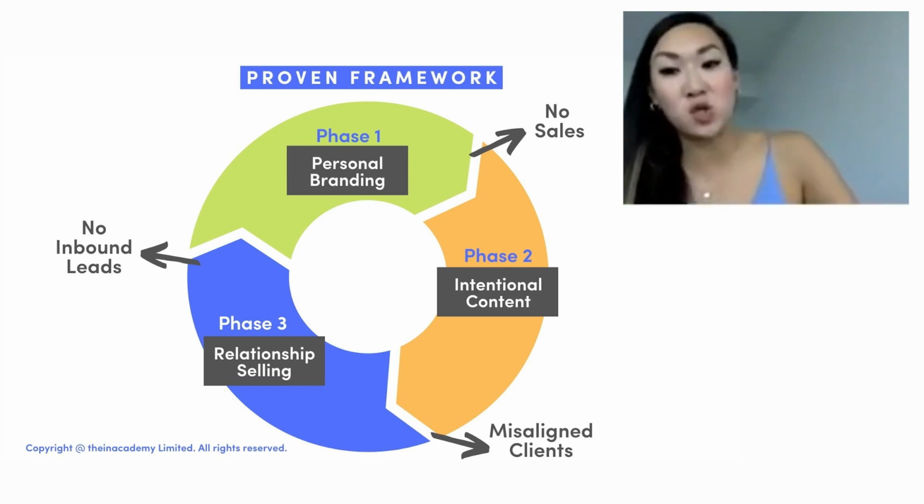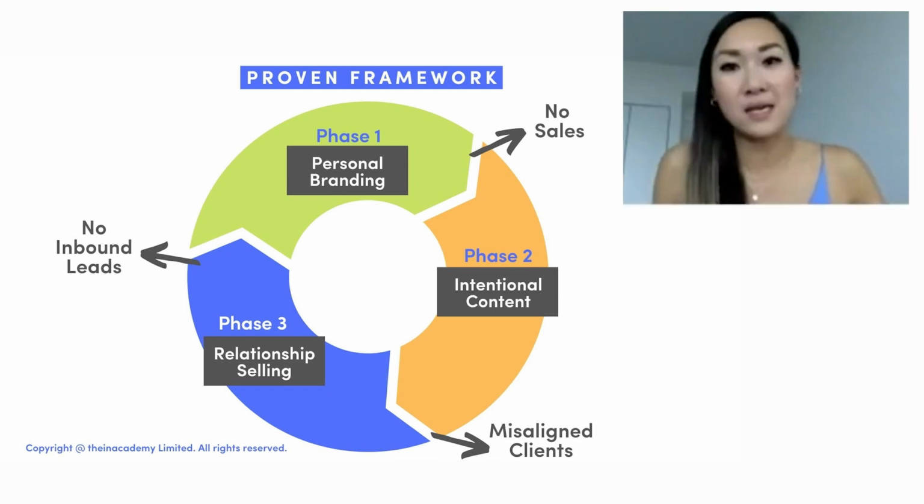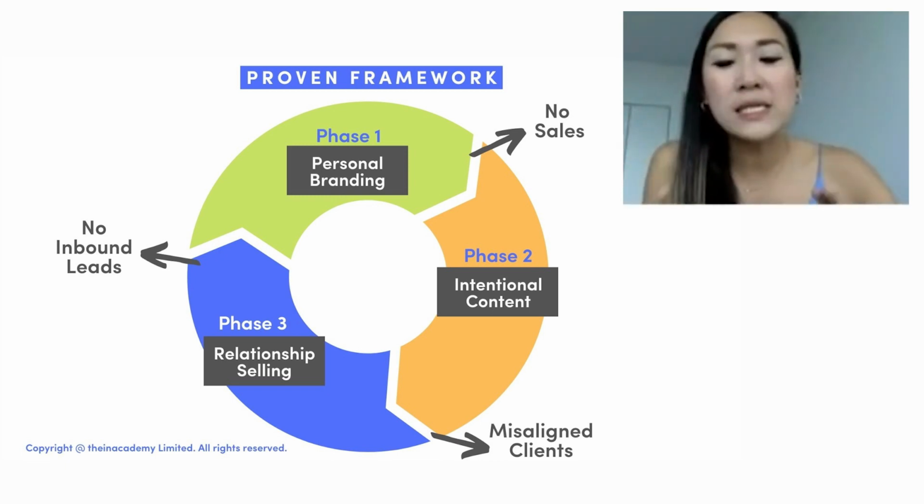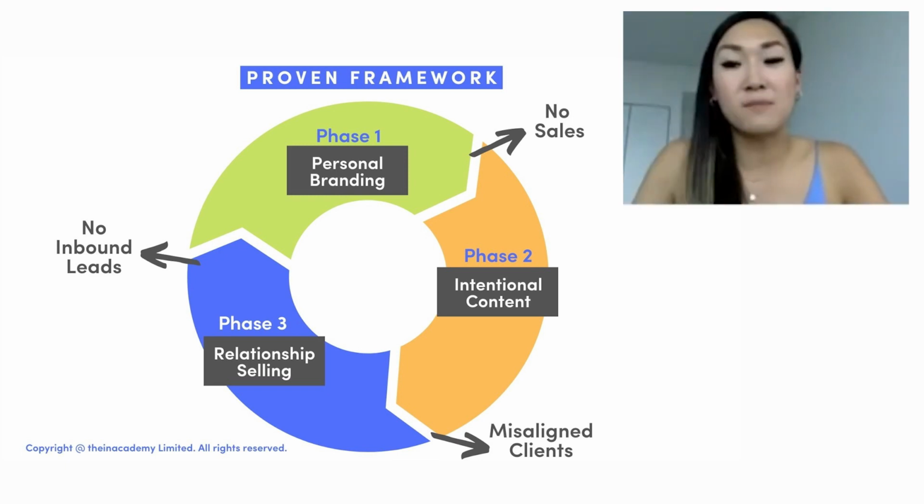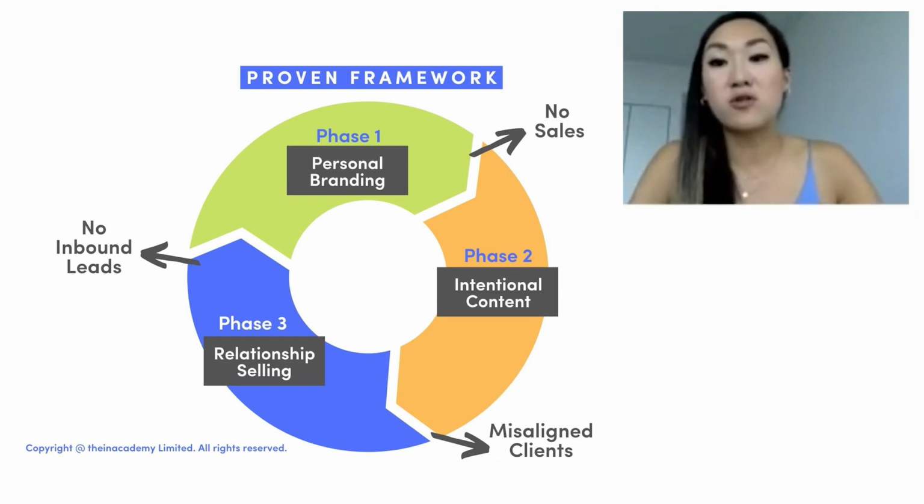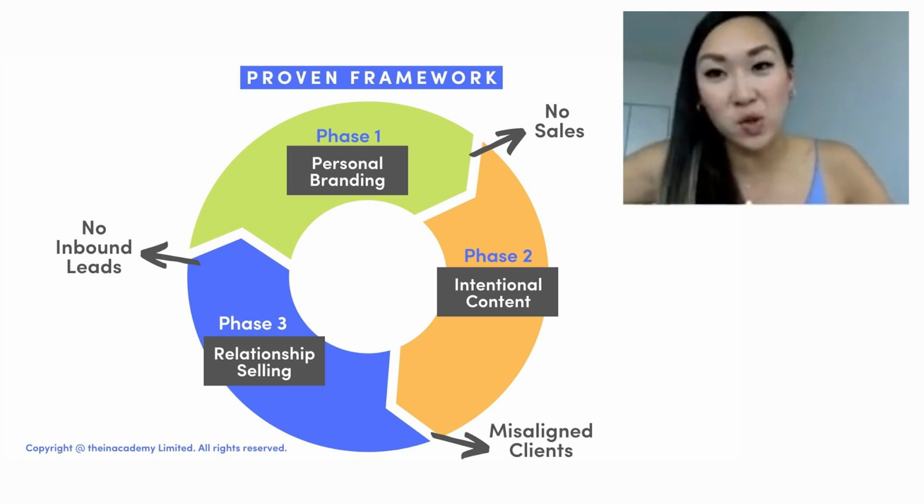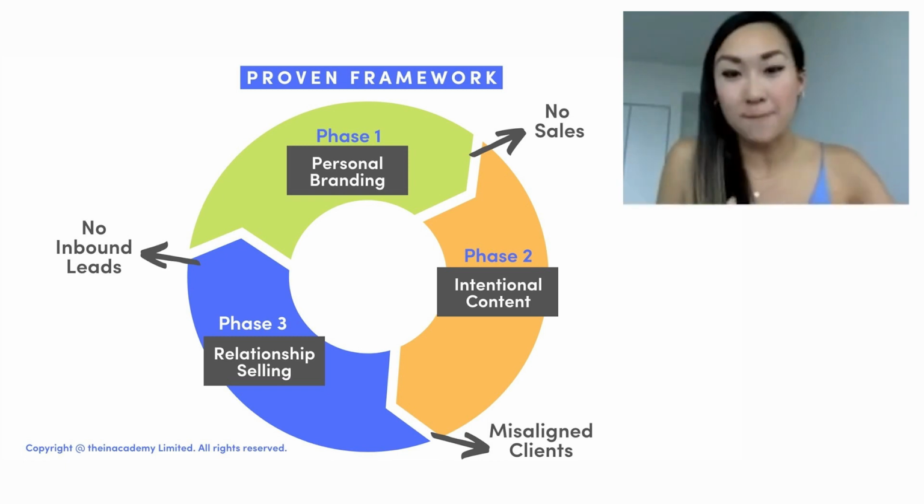So you only have phase 2 and phase 3 and are missing this one here. Imagine it works a little bit like a stool, right? The first leg of the stool is personal branding. Number 2 is intentional content. Number 3 is relationship selling, right? So if you're missing one leg of the stool, it gets very wobbly. You're not very stable.